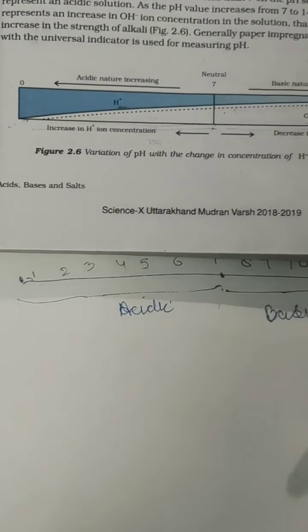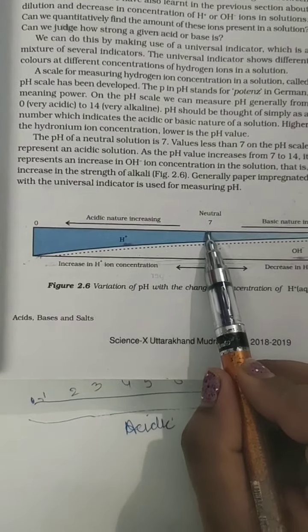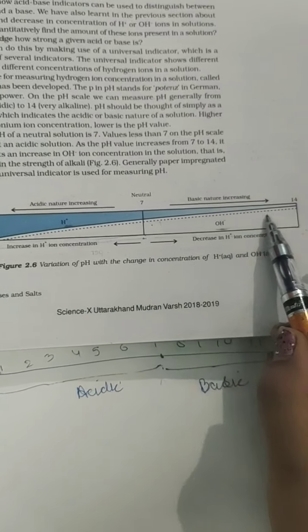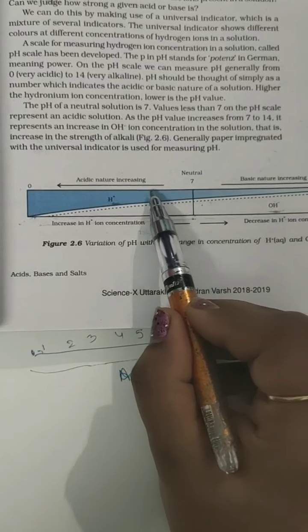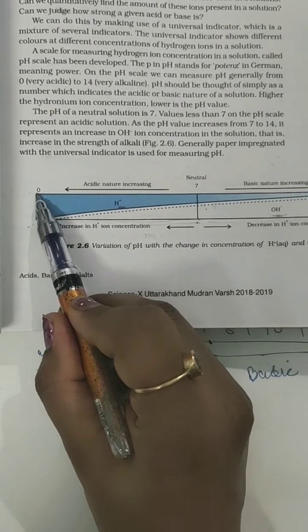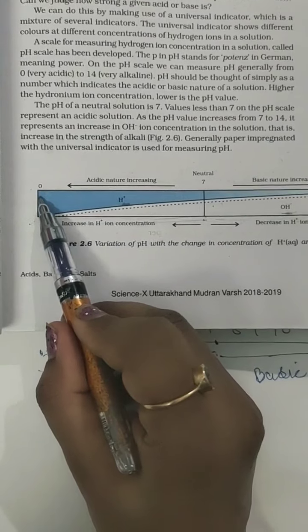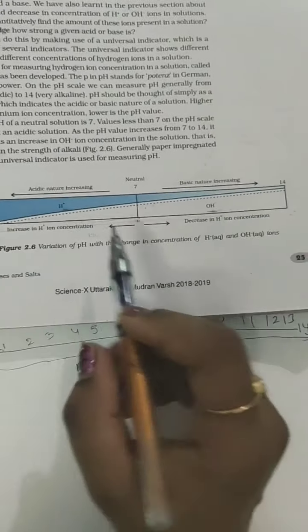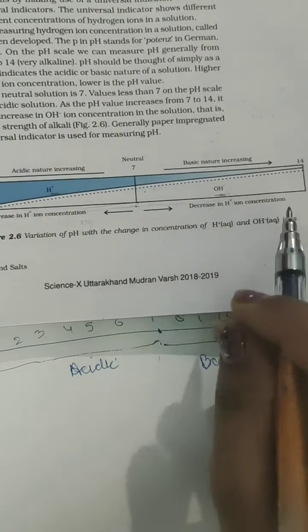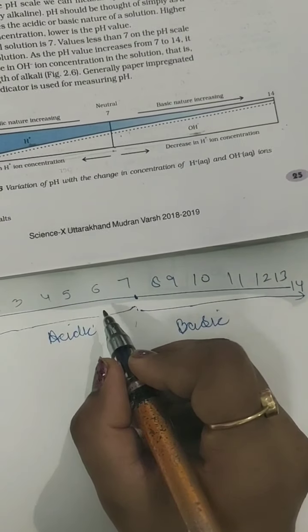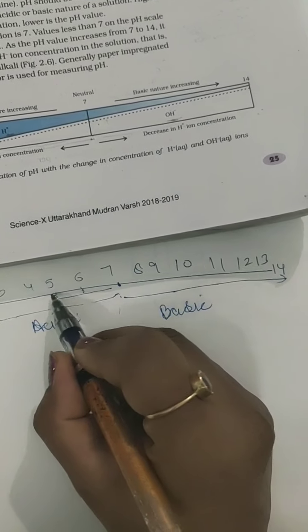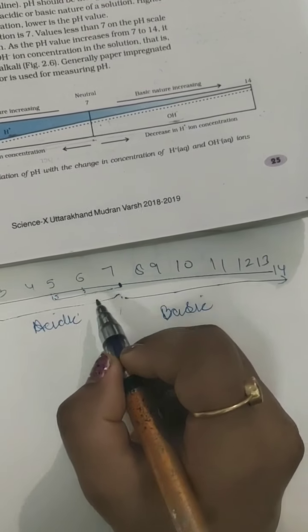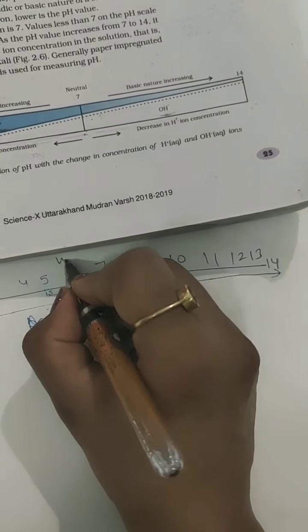I'm going to show you in your book also. Here, as you can see, 7 is neutral. Moving towards 14, the basic nature increases, and the acidic nature increases when we move from 7 to 0 or 1. If a compound has a pH value of 6 or 5, it is near neutral, so it is less acidic, and we call it a weak acid.